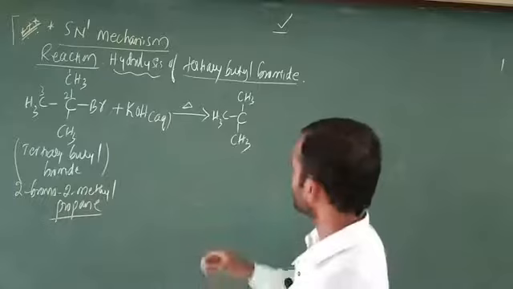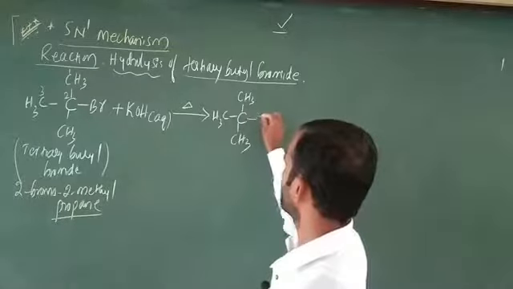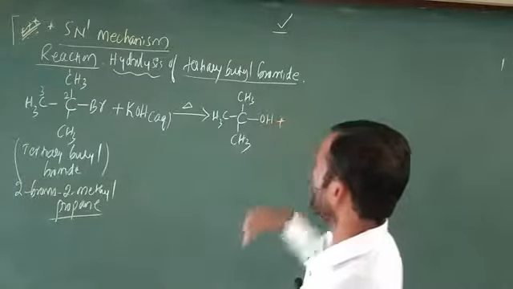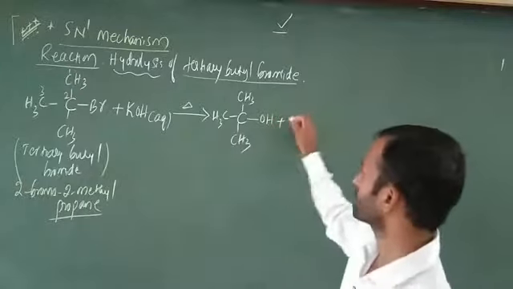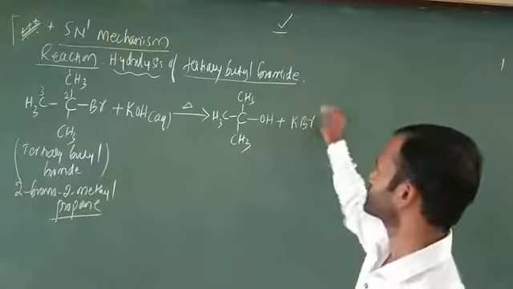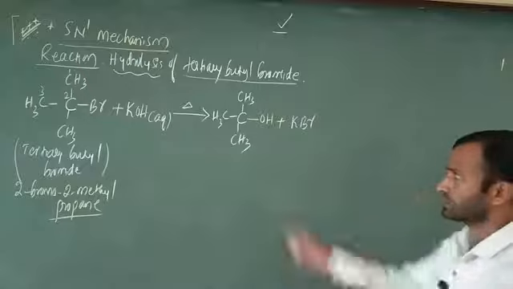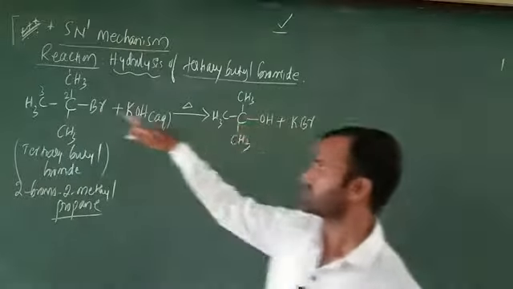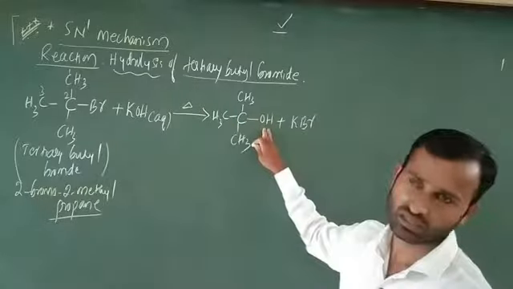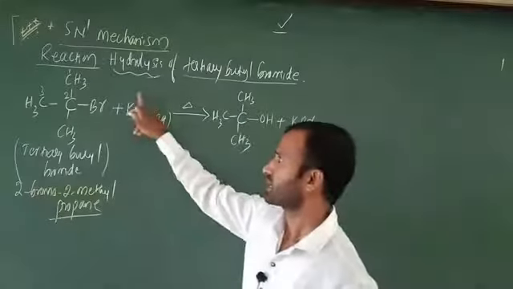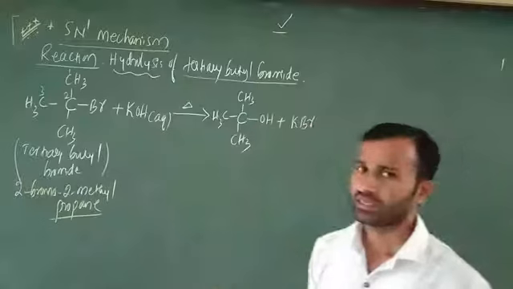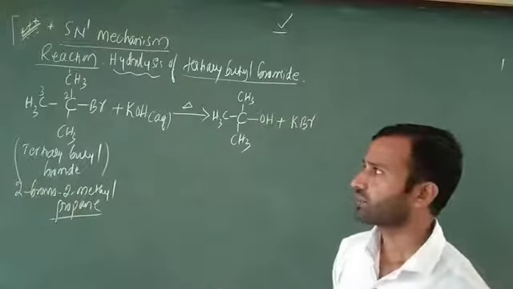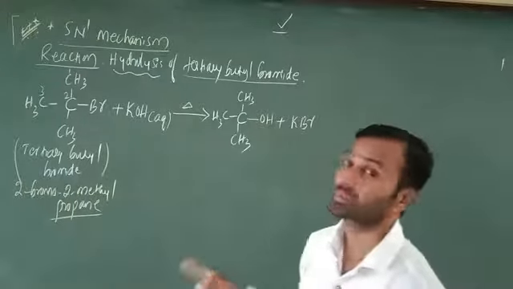In this case, what happens? The product is formed with OH, plus release of KBr. This OH is important. What is the difference between reactant and product? In the reactant, Br is there. In the product, OH is there. That is why OH minus acts as a nucleophile. In this case, is the nucleophile going to attack from the front or the back side? Front side attack.